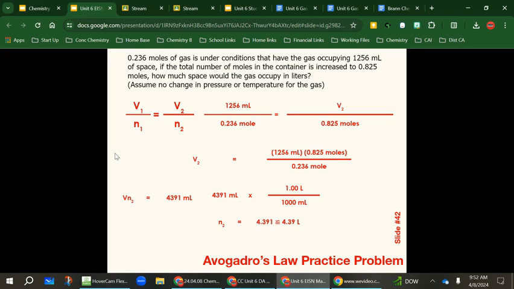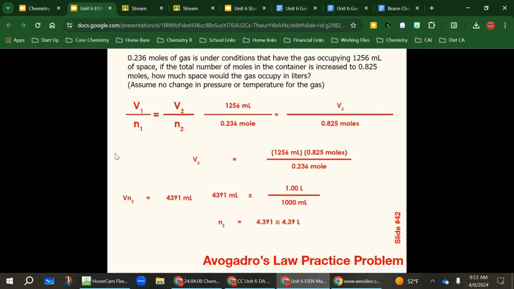So, again, solving for V2, I multiply both sides by 0.825 moles. The moles are going up. What's got to happen to the volume? Moles are going up. What's got to happen to volume? It has to go up as well. When we're done, ladies and gentlemen, we get 4,391 milliliters. That is what we end up with. Okay? If they were to ask you to put it into liters like they did here, we change it to 4.39 liters. Why? They asked you specifically to put your answer in liters, not the milliliters that you had to work the problem in. Questions?